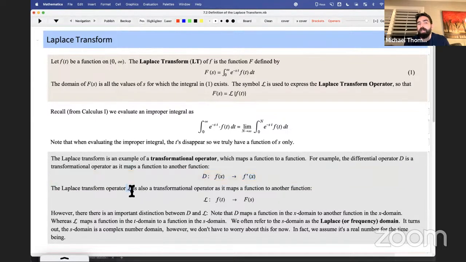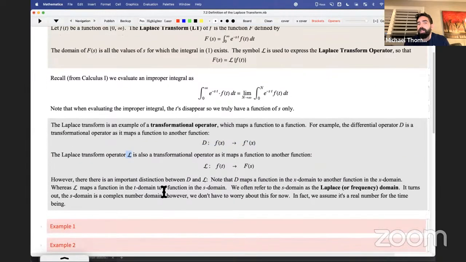So the Laplace operator is also a transformational operator. It maps a function to a function. So it takes this function little f and maps it to this other function capital F, right? But there's one key distinction here, and that's that we're changing domains as well, right? So up here with the differential operator, we stayed in the X domain or the real domain, right? But here what we're doing is we're moving from the time domain, the reals, basically, to the S domain, which is also known as the frequency or Laplace domain.